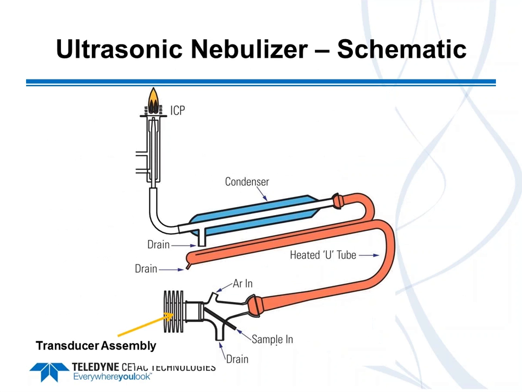Here is a general schematic of an ultrasonic nebulizer. There you see on the left the transducer assembly and the small chamber where the aerosol is generated. After that, the argon simply comes in and carries the generated aerosol toward the ICP. But we have a heated U-tube first in place to maintain it as a vapor, then a condenser to remove any excess water, and then the dried aerosol particles will come out of the condenser and go into the ICP.